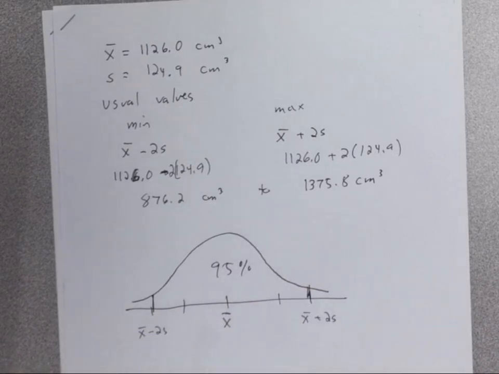So if we have 20 people in this class, 19 of them will be in there. Does that make sense? Cool. Number 4.